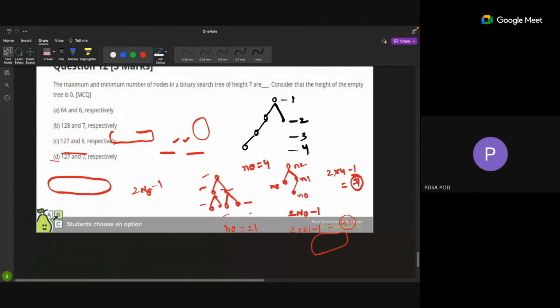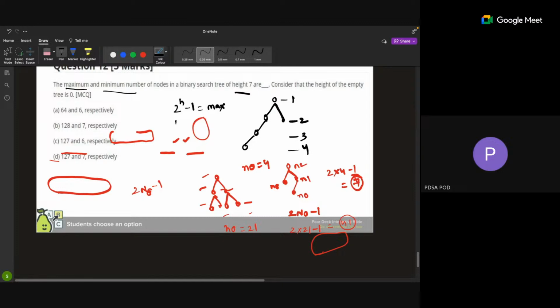So remember how the height of the tree is considered. Empty tree height is 0, but if a root exists it is 1. Again, next level we are going. So consider that the height of the tree is 7. What is the maximum possible and minimum possible number of nodes? It's straightforward. The maximum possible is 2 to the power of h. Let's assume it is balanced, a complete BST. So it is the maximum.